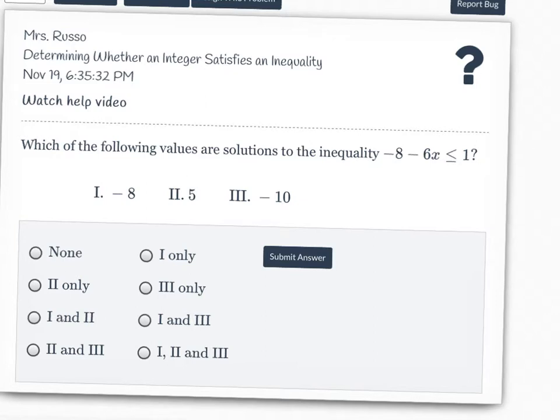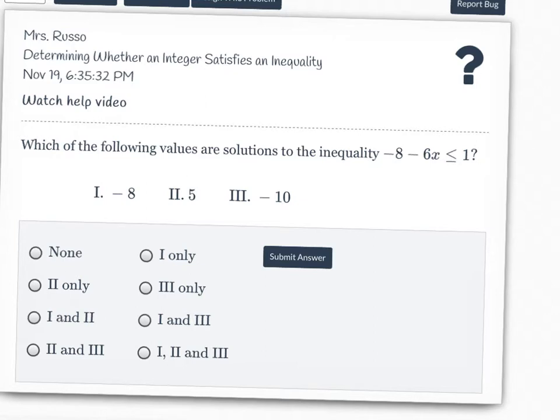So with negative 8, I would say, is negative 8 minus 6 times negative 8 less than or equal to 1? Well, let's see, that's negative 8 minus 6 times negative 8, which is plus 48. Negative times negative gives us that positive. Is that less than or equal to 1? Oh, no, that's positive 40, which is not less than or equal to 1, so it's not this one. That one, choice number 1, is not an option for us.